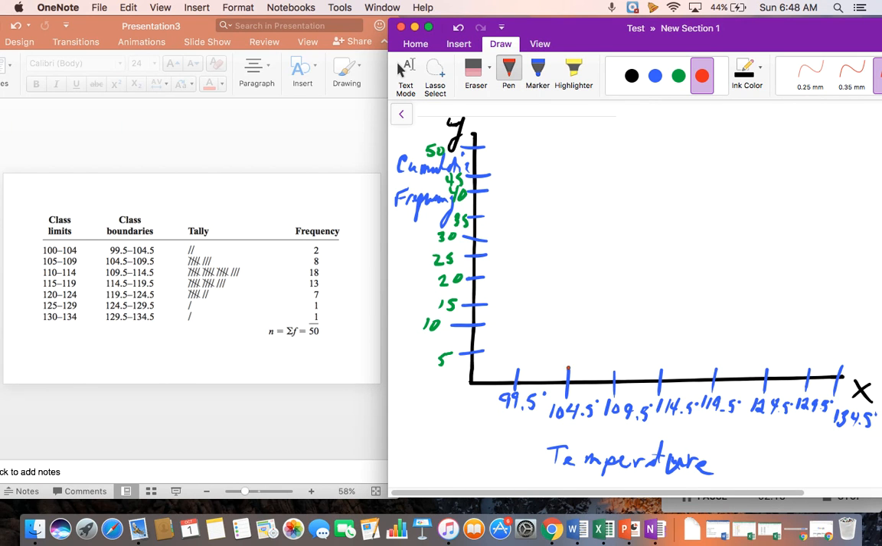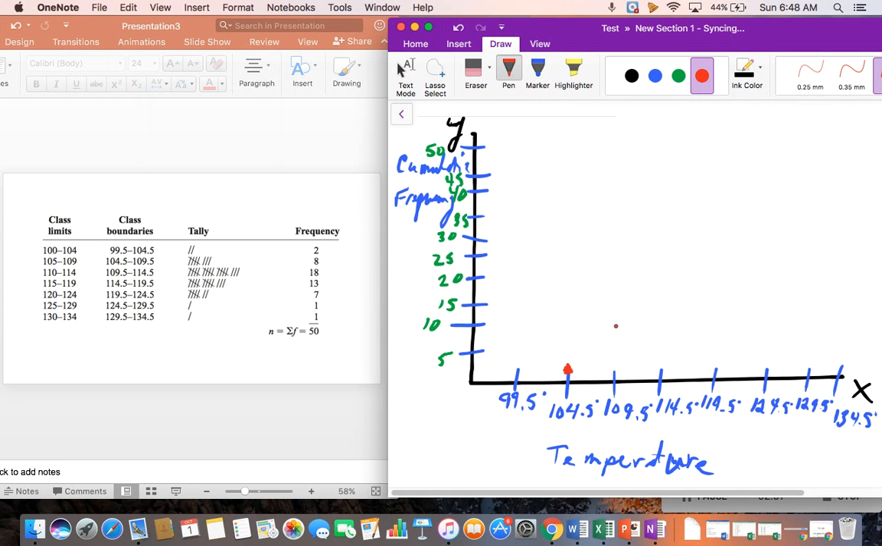Now the way that we do this is we mark the cumulative frequency at the upper class boundary for every single class. So for instance, this 2 is our first cumulative frequency because there's no number that we can add it to. So this 2 will be marked here at this 104.5. We had 2 plus 8, so that's 10. That 10 will go at the upper boundary of this second class.